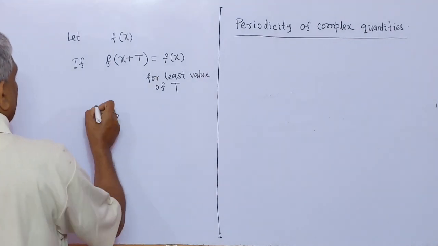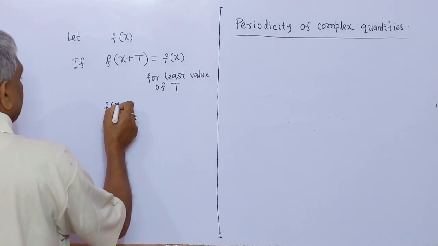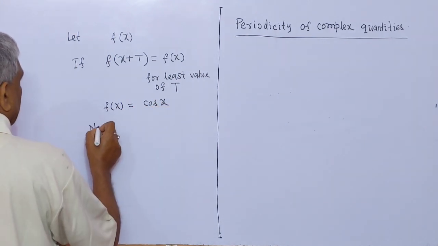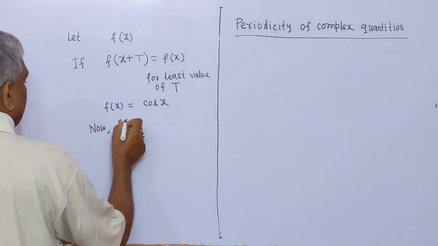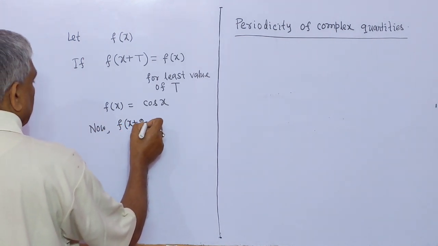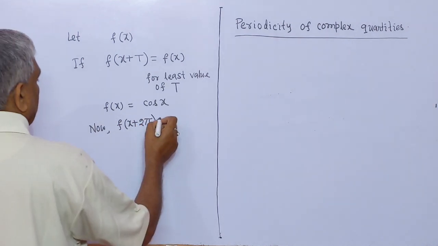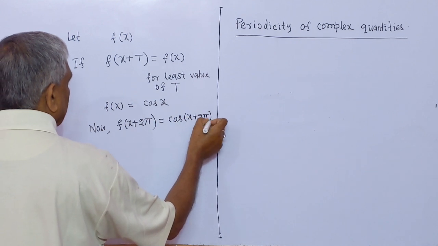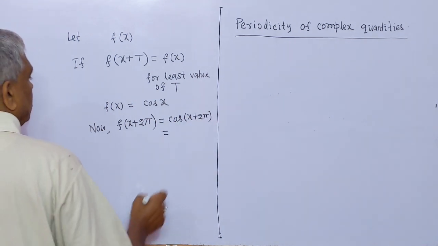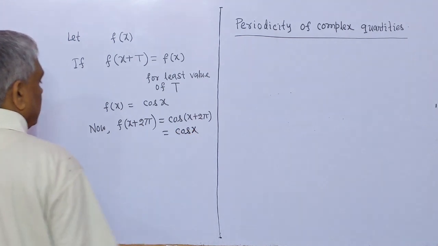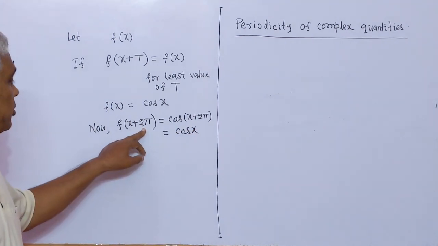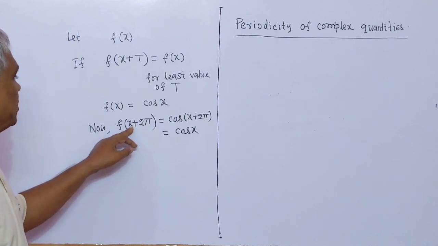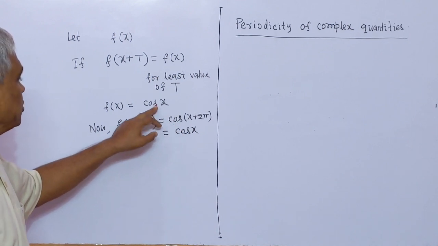For example, let f(x) equal cos x. Now f(x plus 2 pi) equals cos(x plus 2 pi). This equals cos x. So here the period is 2 pi, because adding 2 pi with x we get the same value of the function cos x.